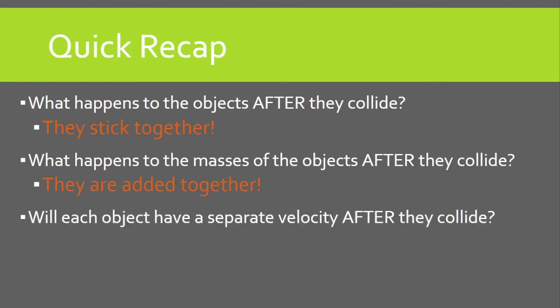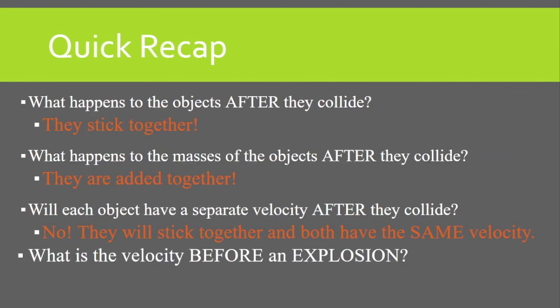Will each object have a separate velocity after they collide? After they collide, they're stuck together, so they will have the same velocity. And again, on the flip side, for an explosion, they will have different velocities, and that's because they're going to have different masses after they explode. But something else I'd like to talk about real quick is, what is the velocity initially before an explosion? Well, 99% of the time, that answer is just going to be 0, because our object's going to be at rest before it explodes.